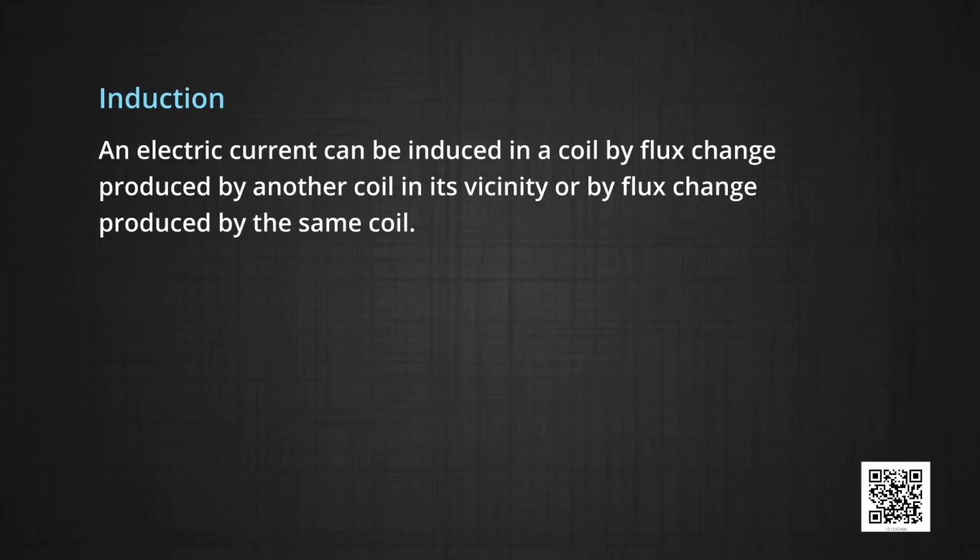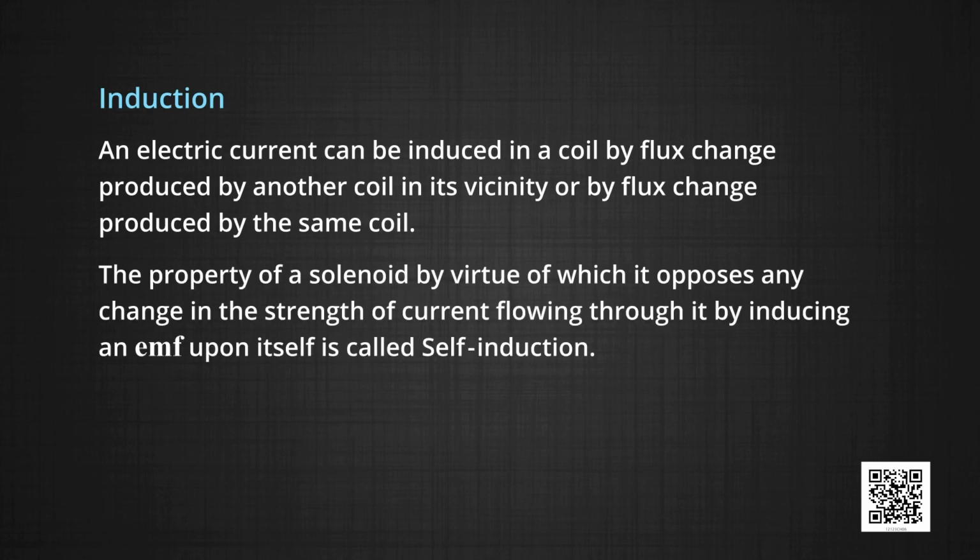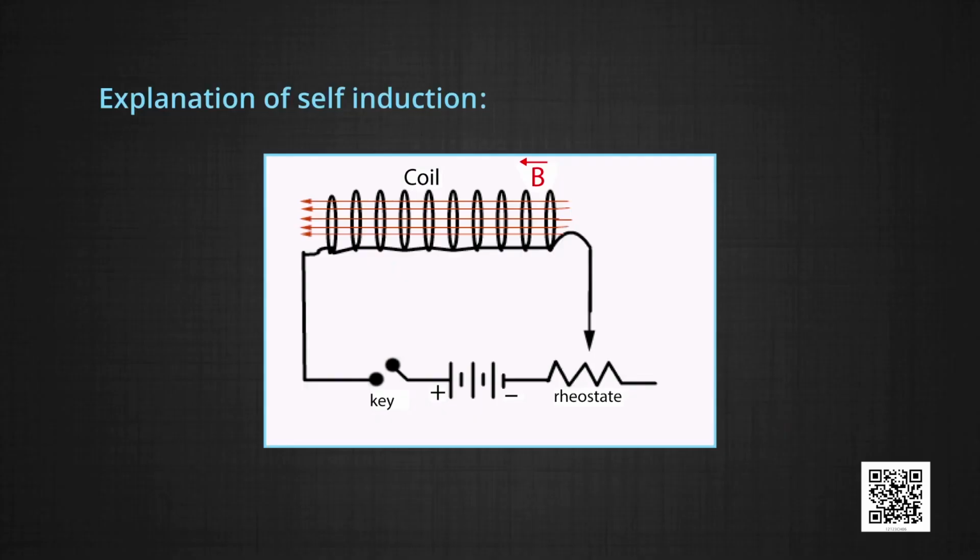Let us now discuss the concept of induction. An electric current can be induced in a coil by flux change produced by another coil in its vicinity, or by the flux change produced by the same coil. The property of a solenoid by virtue of which it opposes any change in the strength of the current flowing through it by inducing an EMF upon itself is called self-induction. The question is, why does the solenoid behave like that? Let us take a look at the diagram and understand it better.